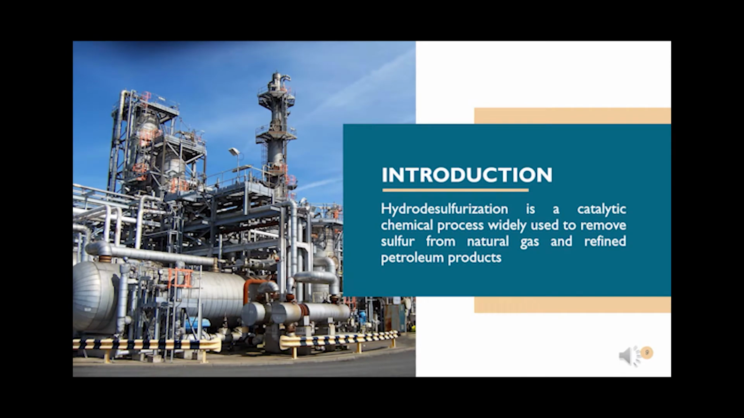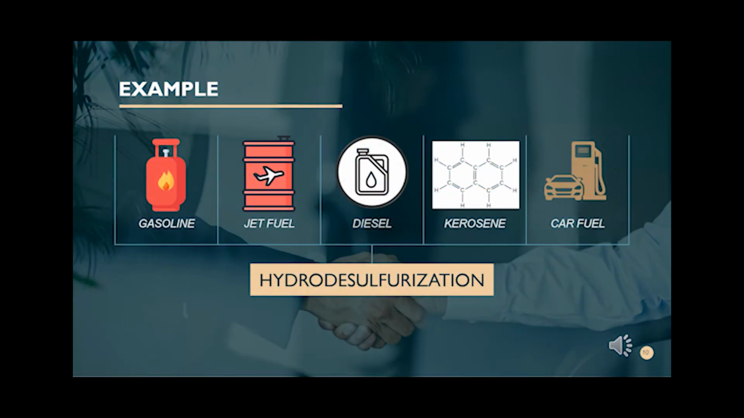First, let us talk about what the hydrodesulfurization process is. Hydrodesulfurization is a catalytic chemical process widely used to remove sulfur from natural gas and refined petroleum products, for example gasoline, jet fuel, kerosene, diesel, and fuel oil. Thus, the objective of the application of the hydrodesulfurization process is to remove sulfur and create a product that is ultra-low sulfur. The hydrogen sulfide gas is then converted into sulfur and sulfuric acid.